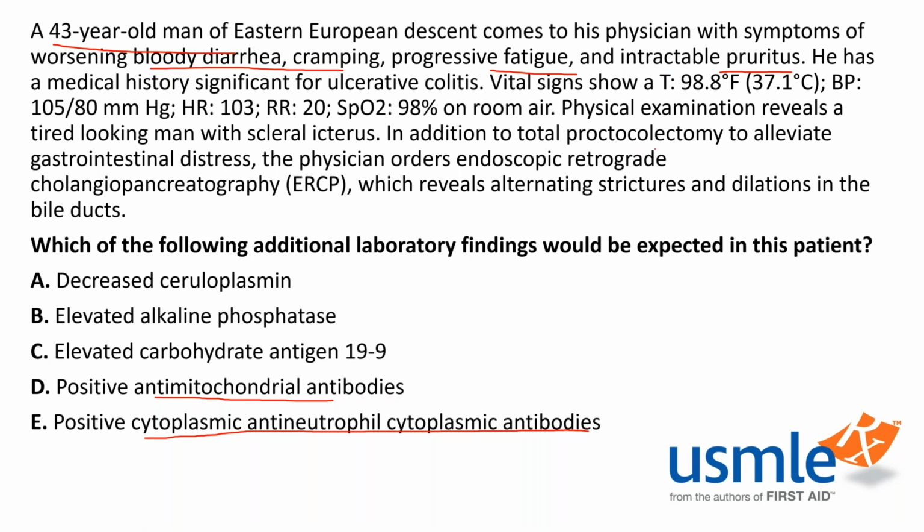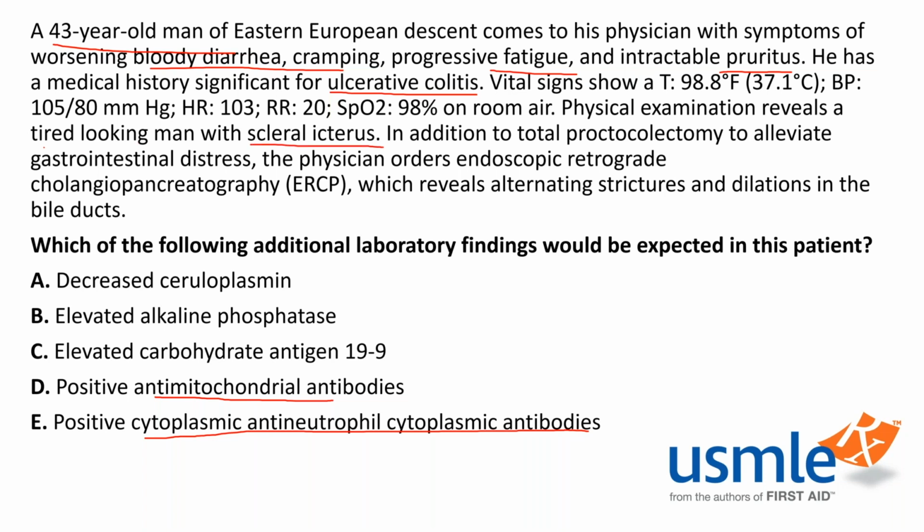I would expect it to probably be an office-based thing. And then due to complaints, and his complaints are bloody diarrhea, cramping, progressive fatigue, and intractable pruritus. He has a medical history of ulcerative colitis. His vital signs show a temperature of 98.8 degrees Fahrenheit, blood pressure 105/80, heart rate 103, respiratory rate 20, oxygen saturation 98% on room air. Physical exam reveals that he looks tired and he has some scleral icterus.